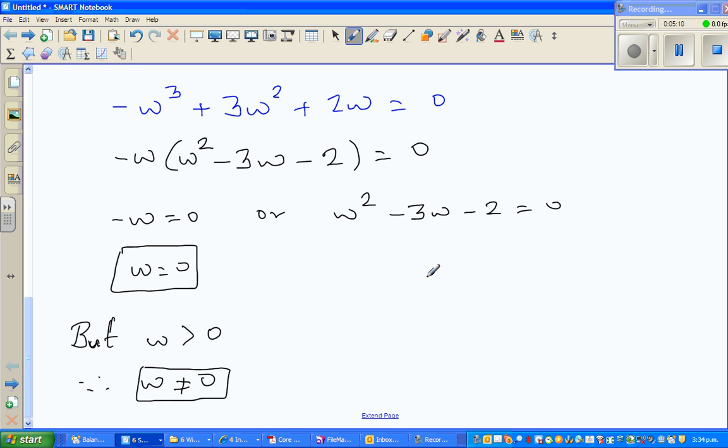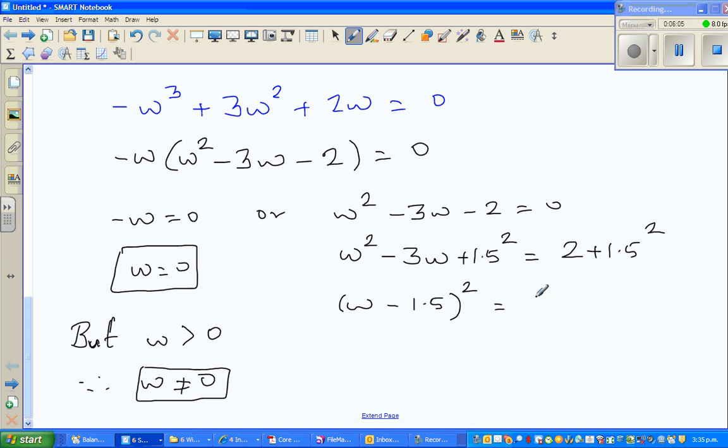So you will get the real W from here. Now you can use your quadratic formula, or you can also use your calculator. I'll do this without using a calculator, by a method called completing the square. So I'm going to write this like this: W squared minus 3W is equal to 2. Now to make this a perfect square, you have to take half of 3. Half of negative 3 is negative 1.5, and then square it. So I'm going to write here 1.5 squared. Now this will become a perfect square. If you write 1.5 squared here, you have to write 1.5 squared here too. So this will become W minus 1.5 squared is equal to 2 plus 2.25. I'm not using a calculator.